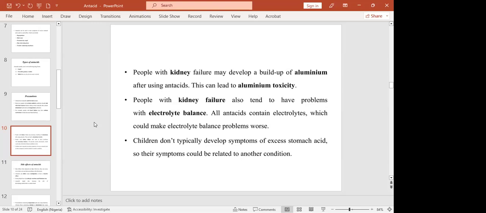Now, children typically will not develop symptoms of excess stomach acid. So ulcer is very rare in children. If you do have it in a child, there's a cause. It's not for symptomatic relief. It's to find the cause and cure the cause. So if you find a child who has symptoms that look like excess stomach acid or symptoms of ulcer, it's not just that the person should be drinking antacid. Such a patient should ideally be worked up for a proper diagnosis, because it's not so common in children.